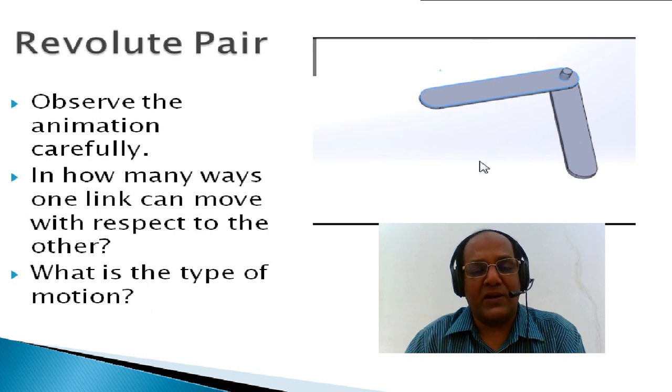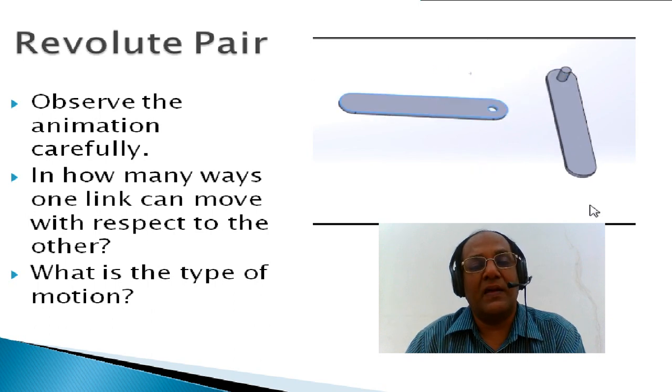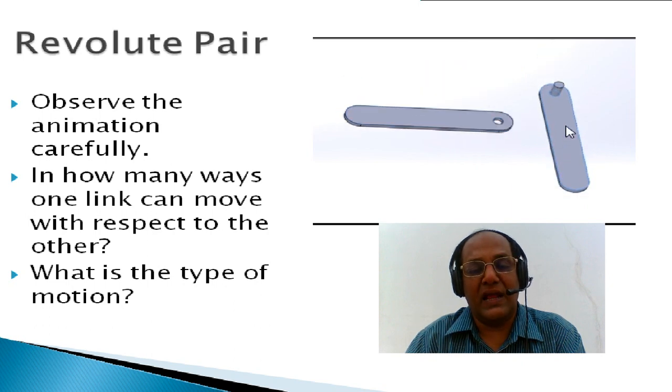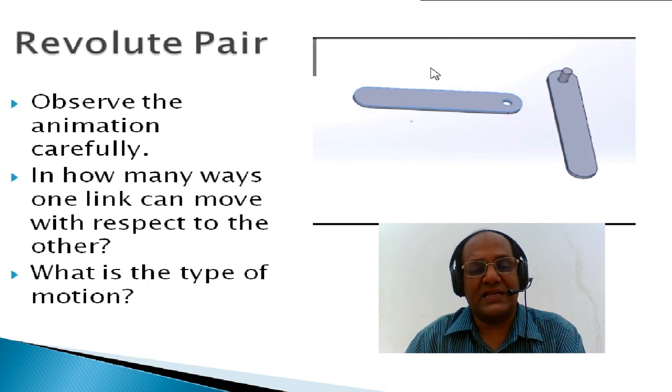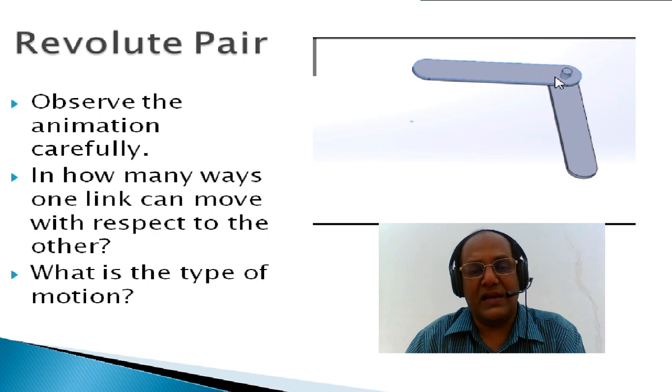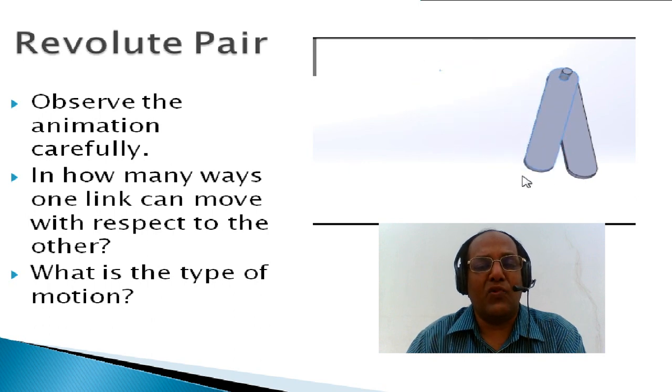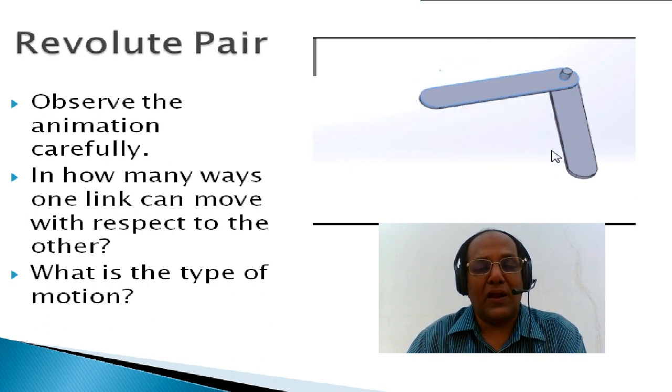Let me animate it once again. You have one link with a hole as a provision for connecting. You have another link with a pin as a provision for connecting. This link is taken and placed on top of the other link in such a way that the hole and the pin are aligned. Once they are assembled in such a way, one of these links is fixed. The other link can move only in one way. It can only rotate about an axis which is the same as the axis of the pin.